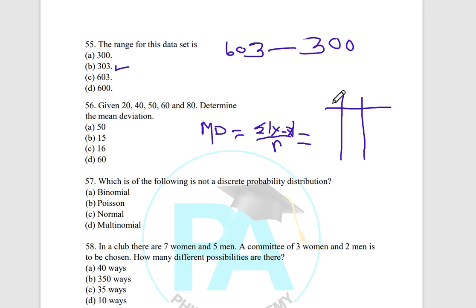Now, you create a box for each x value. Then you find x minus the mean. X minus the mean means deviation, that's what we call the deviation. Now, write each x under the column for x.